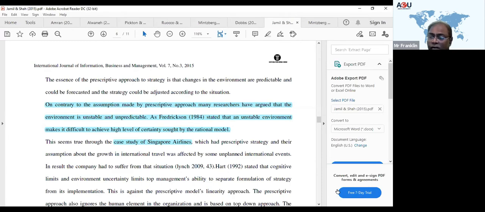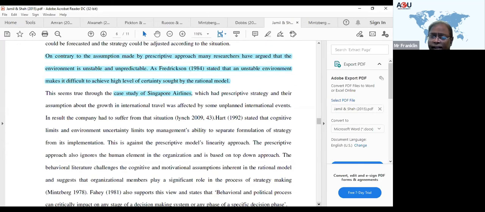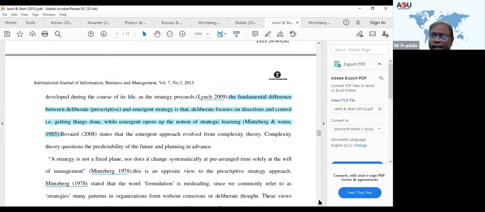They also had what they call some unplanned international events, so because of that, the company had to suffer in that situation. Lynch talks about this, 203. In an uncertain environment, he talks about two different things. The fundamental difference between deliberate and emergent is that deliberate strategy focuses on direction and control, like getting things done.